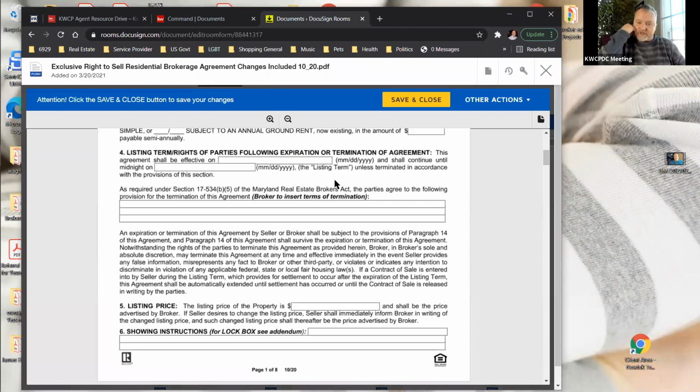So we can't put 6 months. We can't put the word 6 months. We can't put "until terminated." It's got to be a finite, specific date. Anybody have questions about that?